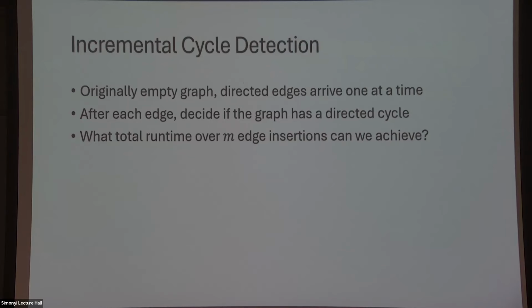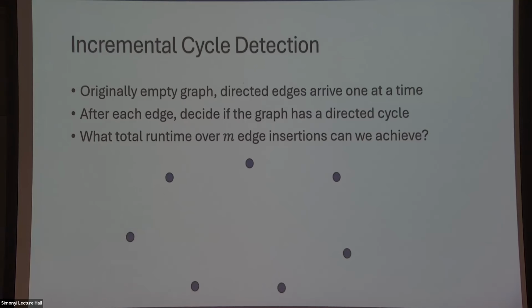Initially, we have an empty graph, and then during each time step, a directed edge arrives and gets added to the graph. And then an algorithm should decide whether that graph has a directed cycle or not. Naively, what you could do is after each step, recompute on the whole graph whether there's a cycle, and do this m times. But the question is, can you do better?